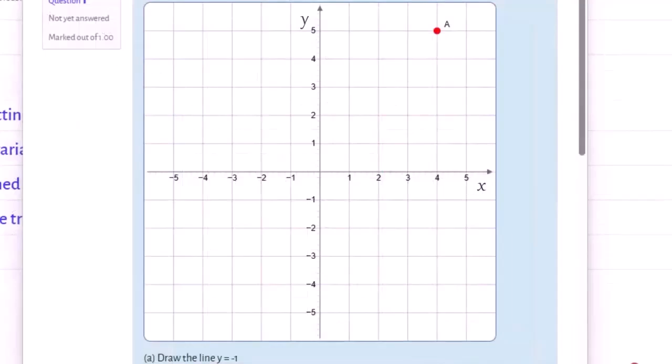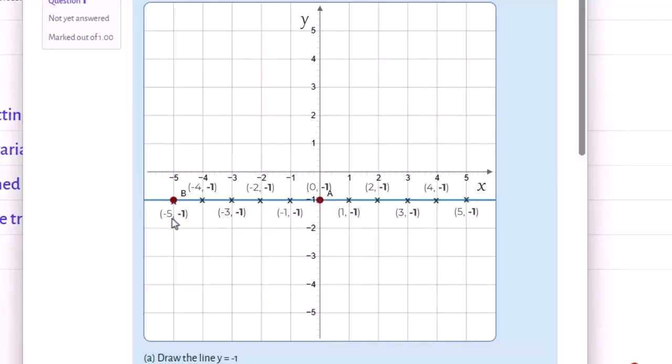Or you might be asked to draw the line y equals negative 1. So this is the y-axis. So negative 1 is here. So drag the point to y equals negative 1. And then we want this line here. So every point on this line has y coordinate negative 1.